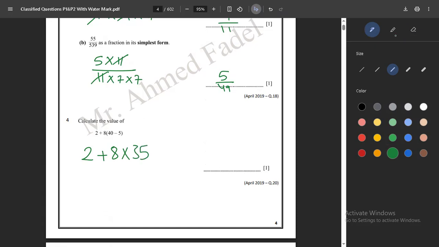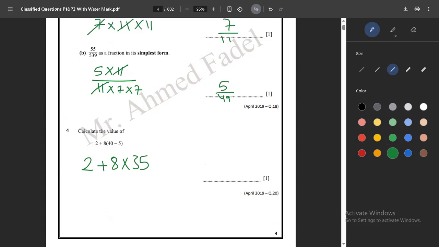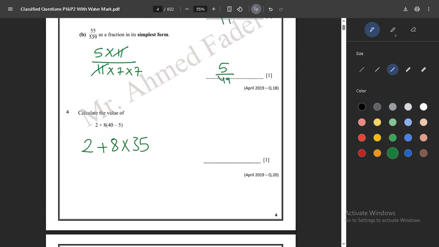After that, can I start adding 2 plus 8? No way. Come on. We agreed before that you got first to the brackets. First, we've got the brackets. After that, you got any exponents like x to the power of 3, for example, or any number to the power of any integer. And we've got after that the multiplication or division in order from left to right. And at the end, we've got addition or subtraction in order from left to right. 8 multiplied by 35, you're going to find that it is 280. Add to it the 2 is going to be 282.